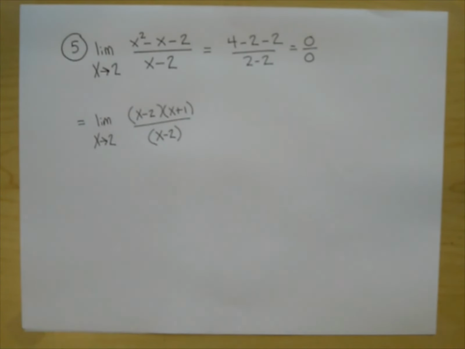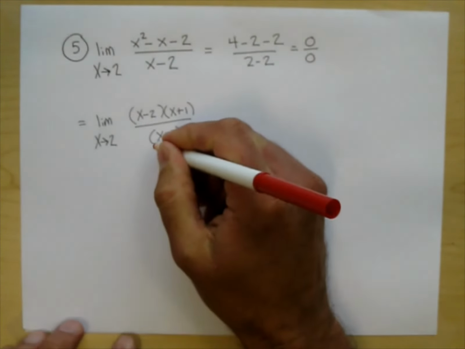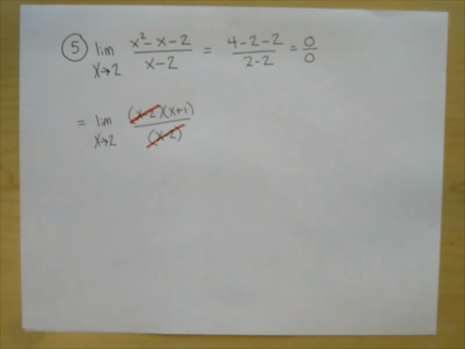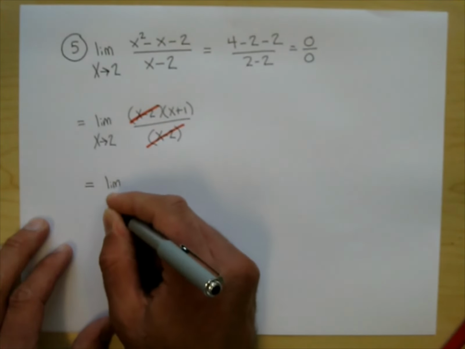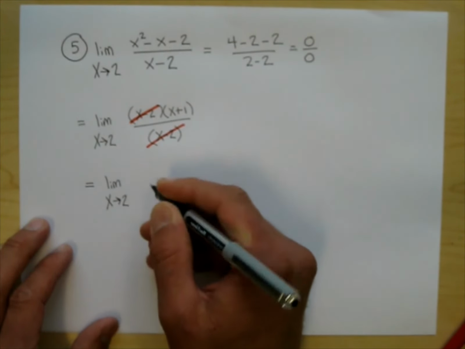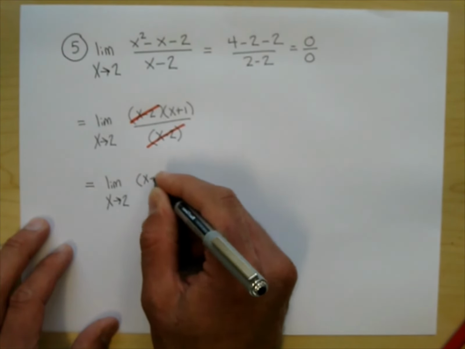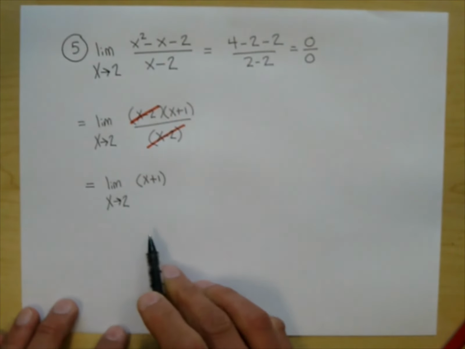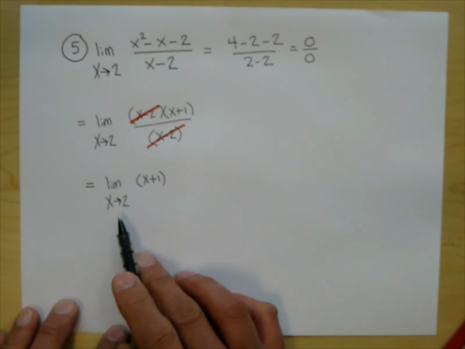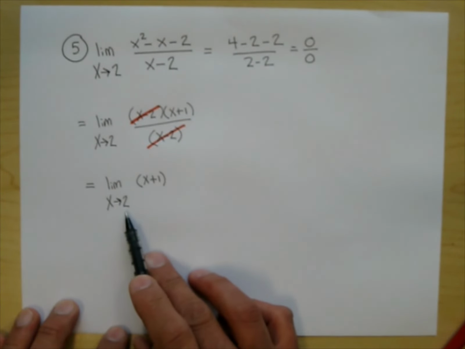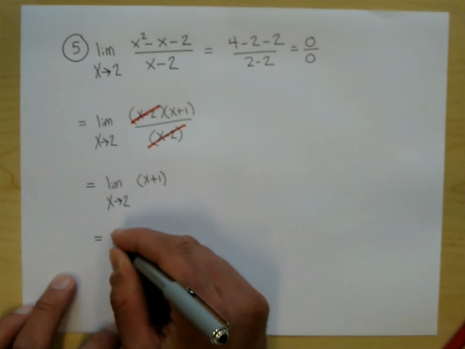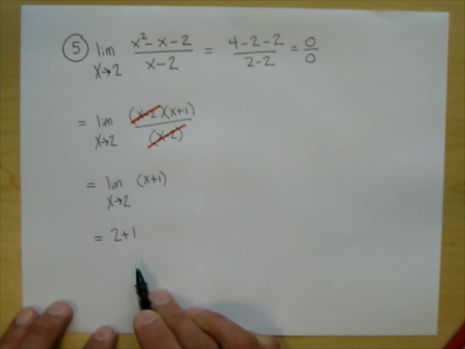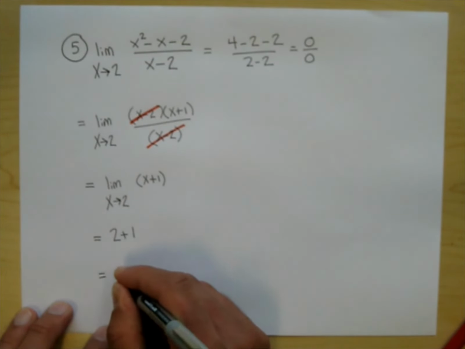So notice what happens here is those factors cancel, and I end up having the limit of just x plus 1 as x approaches 2. So now at this point, I'm going to try putting the 2 into this function and seeing what I end up getting, and I end up getting 2 plus 1. 2 plus 1 is 3.